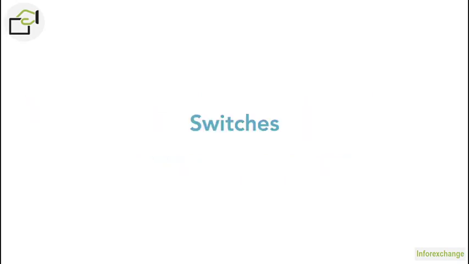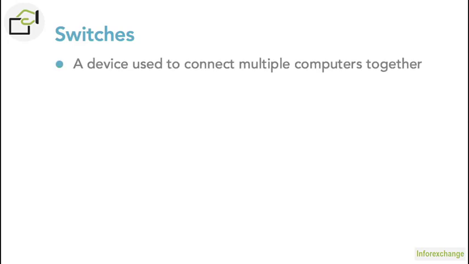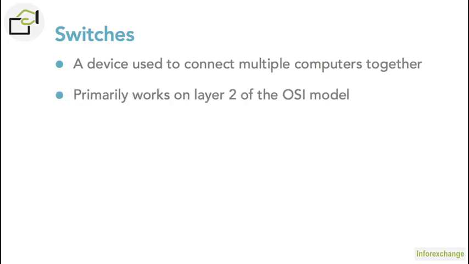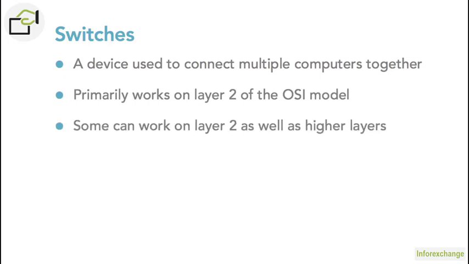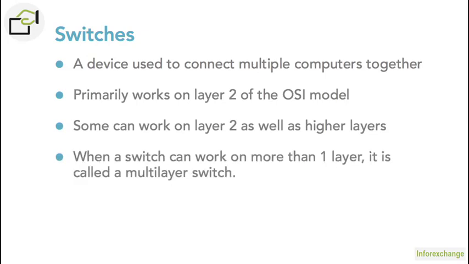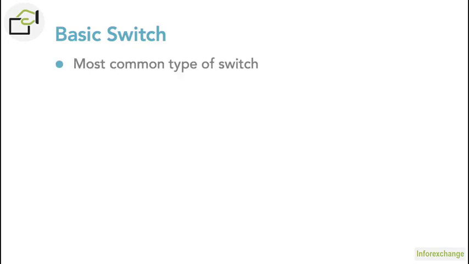The next type of networking device I would like to talk about are switches. Switches are devices that are used to connect multiple computers together. Switches also, like bridges, primarily work on layer 2 of the OSI model. However, there are some switches that can work on layers above layer 2 as well as layer 2. In the event that a switch is able to work on more than one layer of the OSI model, it is called a multi-layer switch. The basic switch is the most common type of switch you'll see out in the real world.